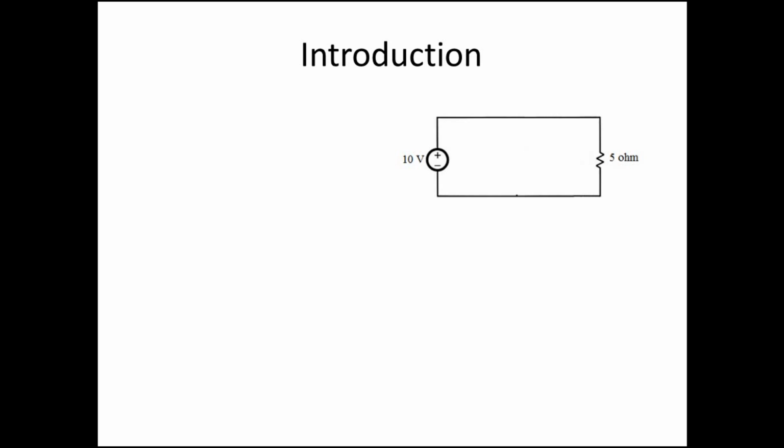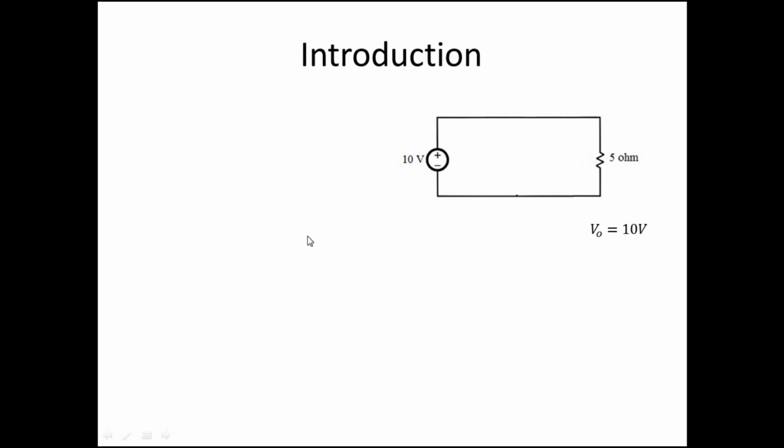We are connecting a resistor of 5 ohm across a 10 volt supply. So obviously, it is clear that the voltage across the 5 ohm resistor will be V0 equal to 10 volt. Since there are no other components, this voltage source will create a voltage of 10 volt across this 5 ohm, since it is directly connected.